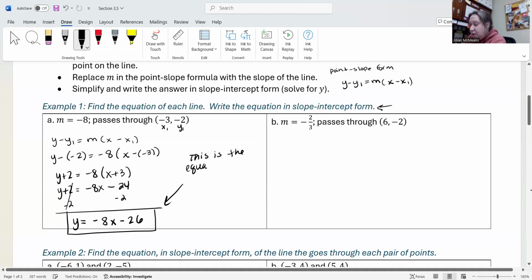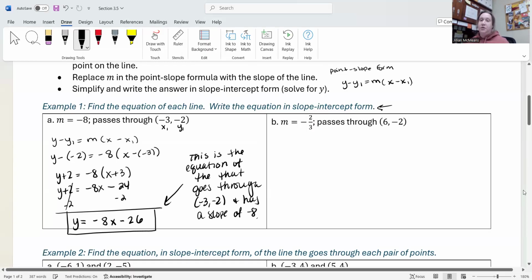So this is the equation of the line that goes through -3, -2, and has a slope of -8. Okay, now you don't have to write that down every time. If the question says what's the equation, just write the equation. But I want you to have this in your notes so you know exactly what this is.